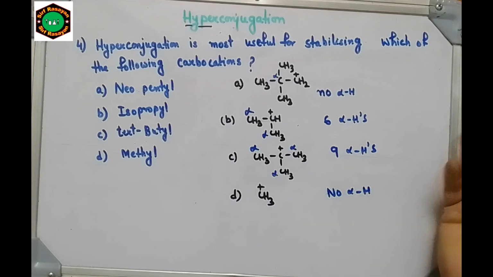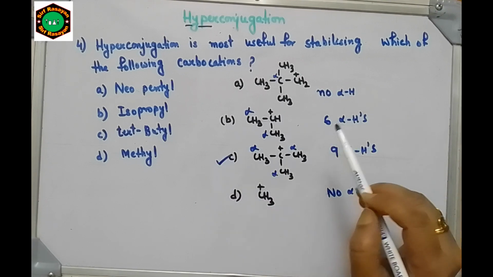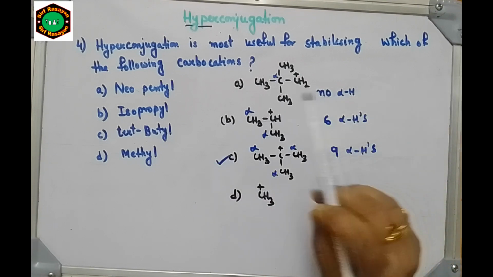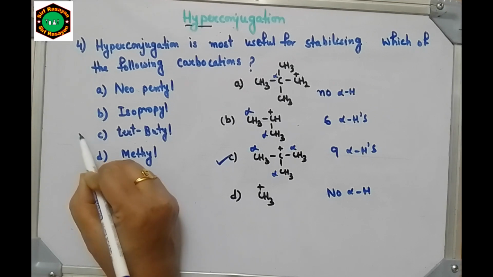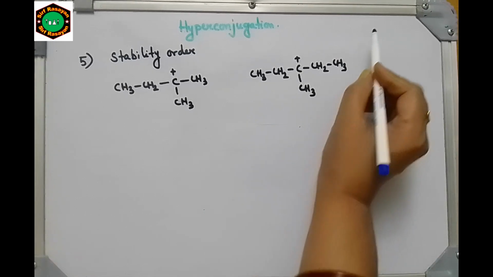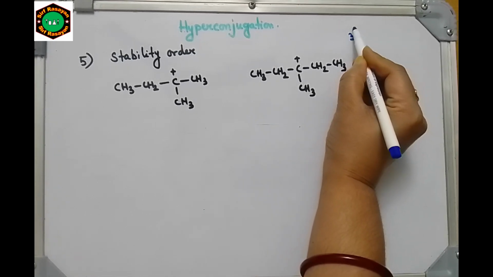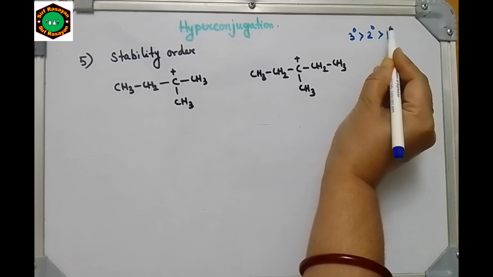Therefore, where maximum number of hyperconjugative structures are possible, for tertiary butyl carbocation. So that is most stable one. So hyperconjugation is most useful for stabilizing which of the carbocation? This one, tertiary butyl carbocation. Now see, we have seen the stability order of carbocations due to hyperconjugation is this one. Tertiary is the most stable, then secondary, then primary, then methyl.